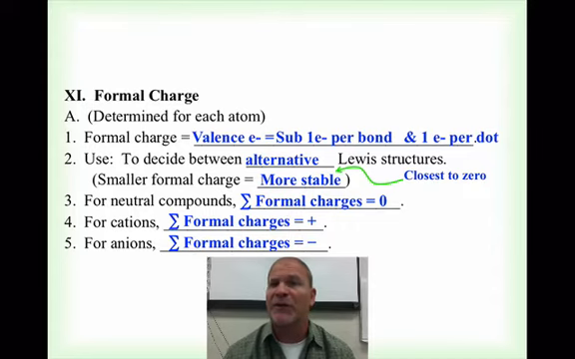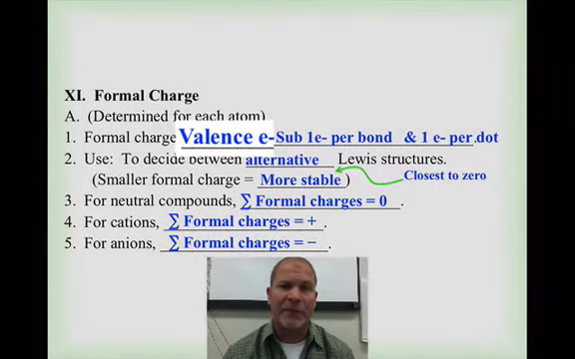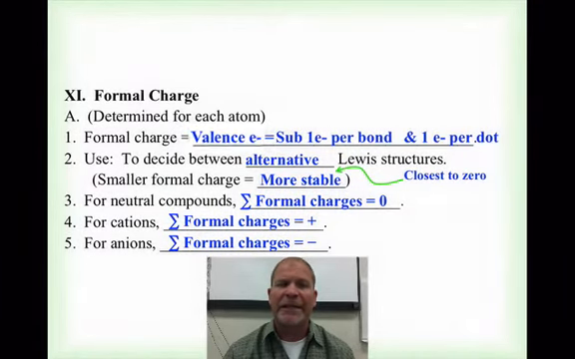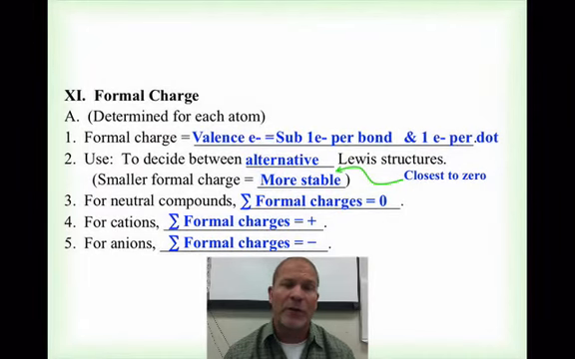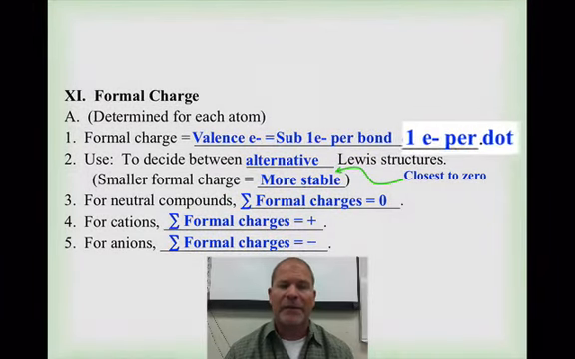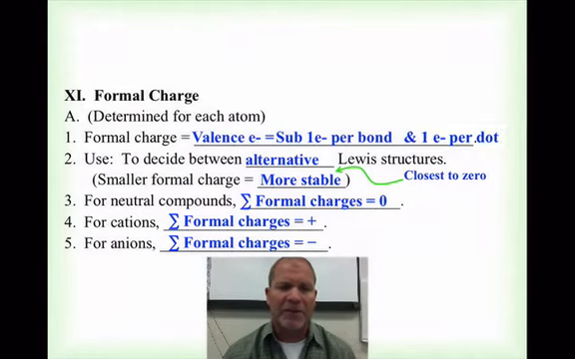First, you figure out the valence electrons of each element, which you get from the periodic table. Then, using your Lewis structure, you subtract one for every bond and one for every dot. Formal charges, like I mentioned, help decide between alternative Lewis structures. The rule is, the smaller the formal charge, the more stable it is, meaning the closer to zero you are. As you move away from zero, whether in a positive or negative direction, you become less stable.